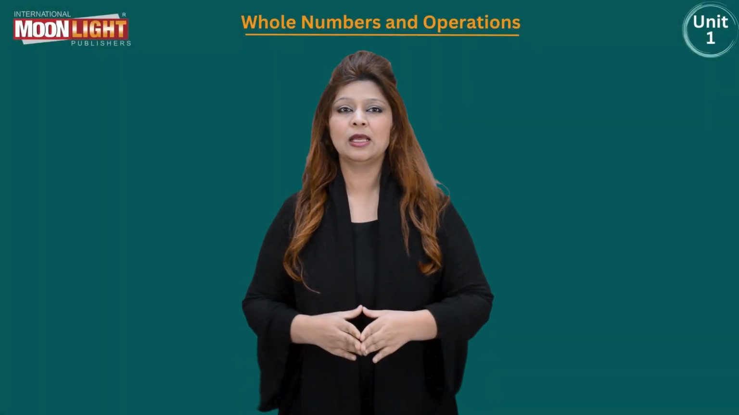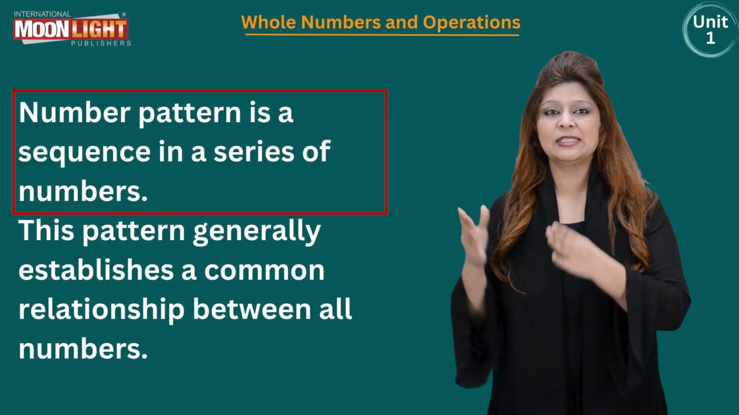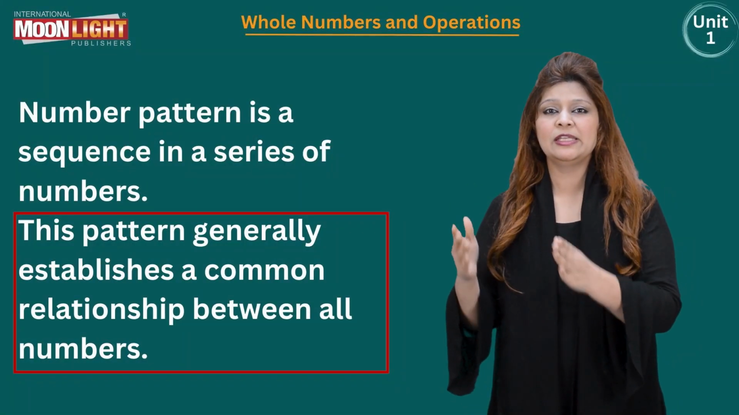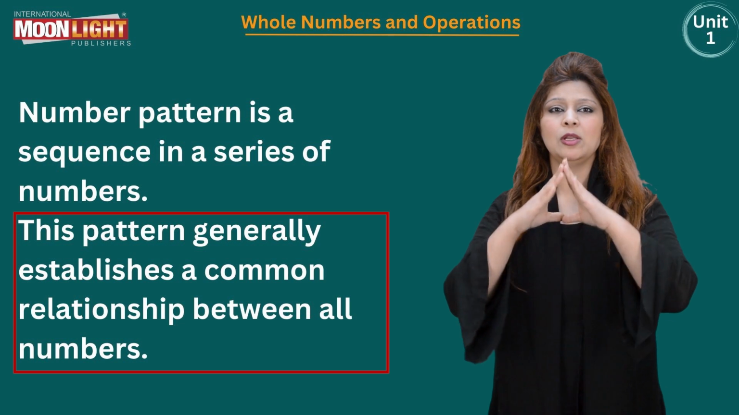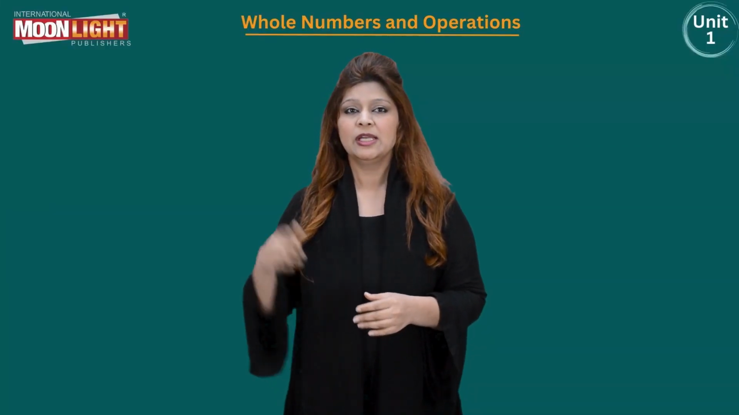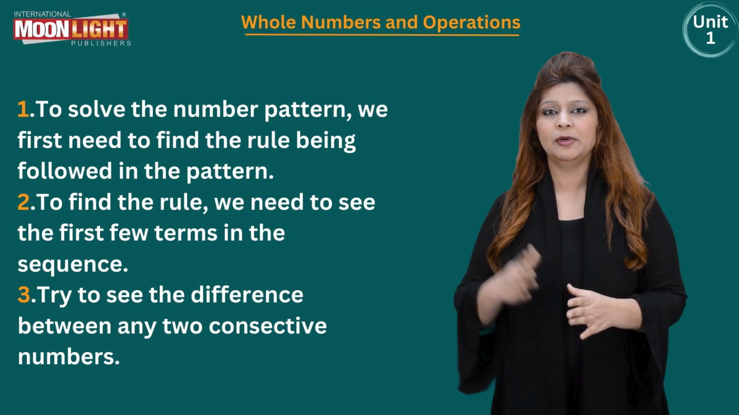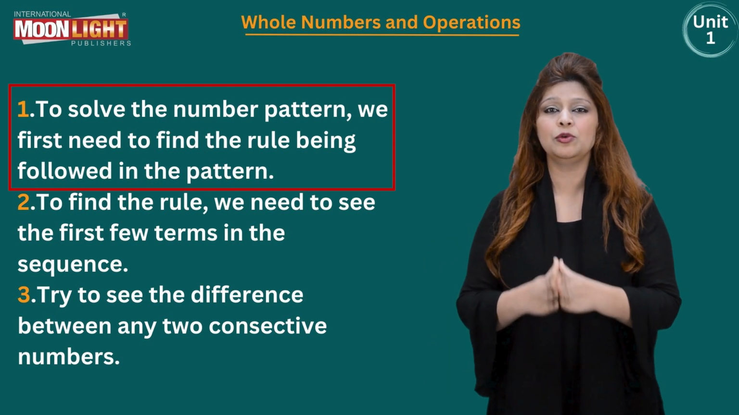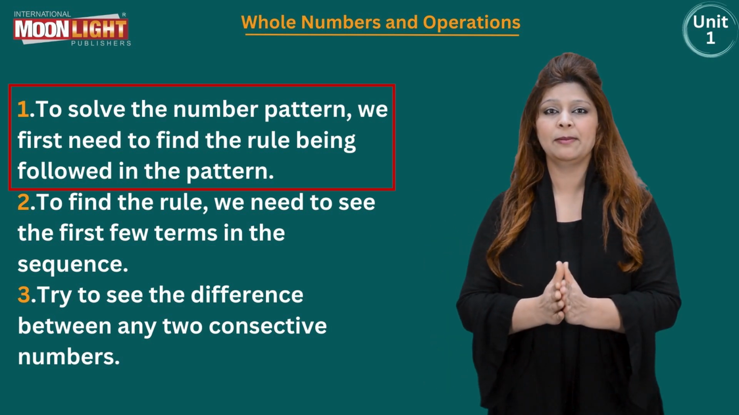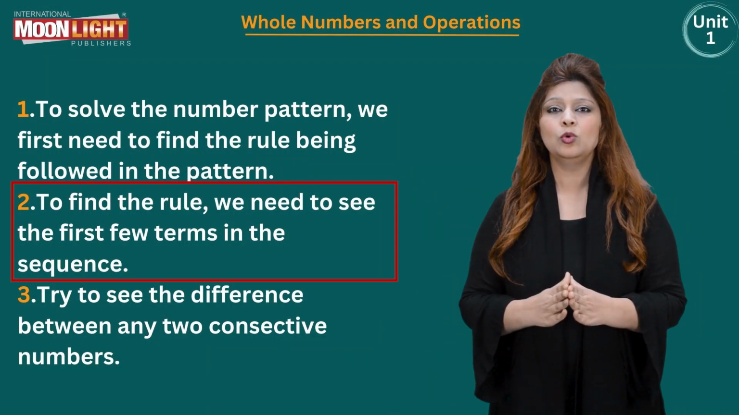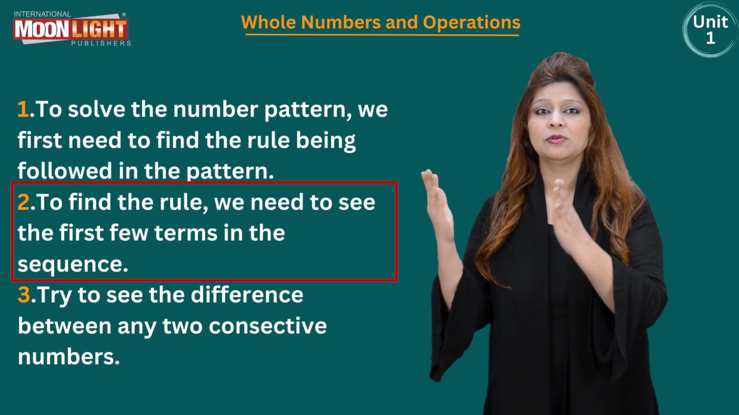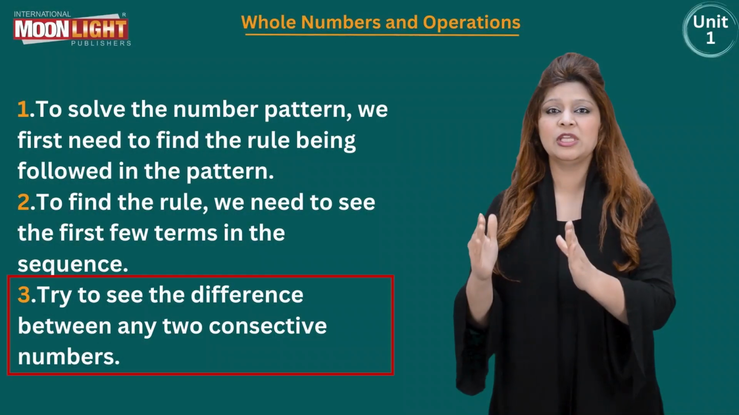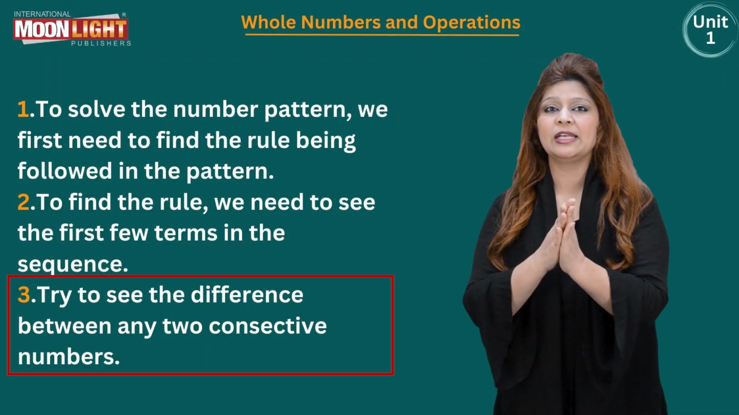Let me tell you what a number pattern is. A number pattern is a sequence in a series of numbers. This pattern generally establishes a common relationship between all numbers. Now, my dear students, these are the steps to identify a number pattern. The first step is to solve the number pattern. We first need to find the rule being followed in the pattern. Secondly, to find the rule, we need to see the first few terms in the sequence. Number 3. Try to see the difference between any 2 consecutive numbers.